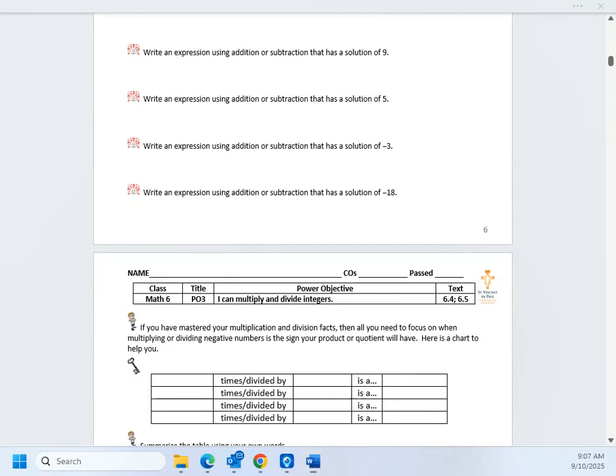Write an expression using addition or subtraction that has a solution of 9. So that means you need to write something that is going to equal 9. What would be an expression? You can use negative numbers, you cannot use negative numbers. It's your choice. Any expression, as long as the solution will be 9. What might be an example? 6 plus 3 equals 9. Yeah. Does anybody have one that does use negative numbers?